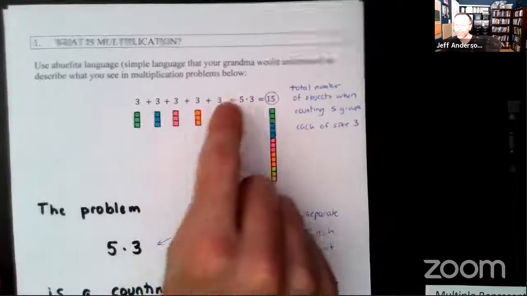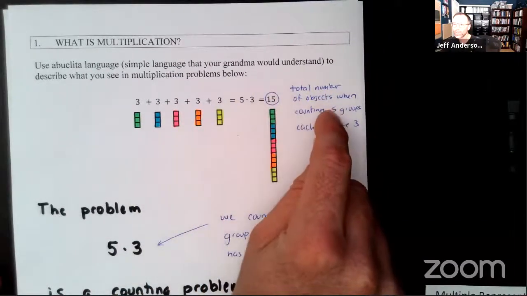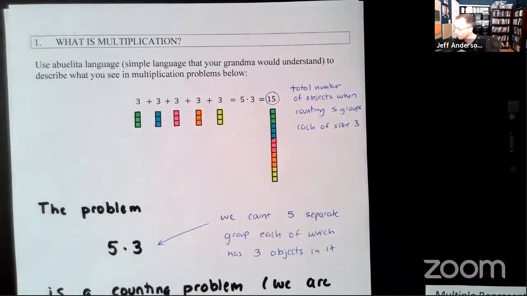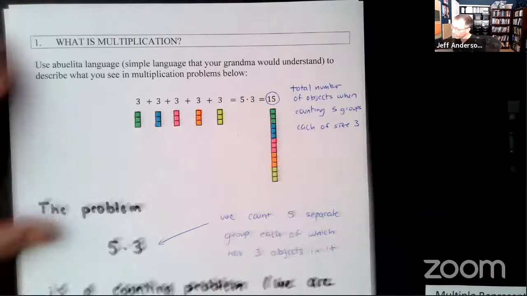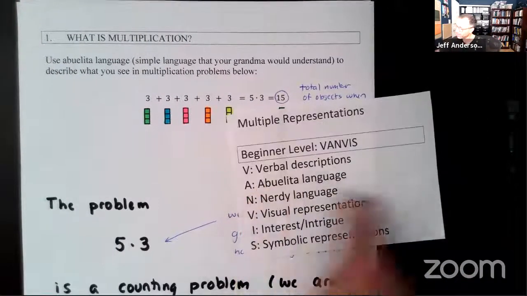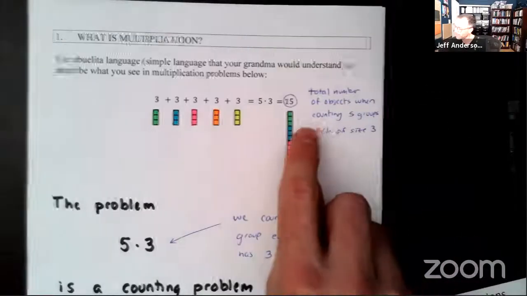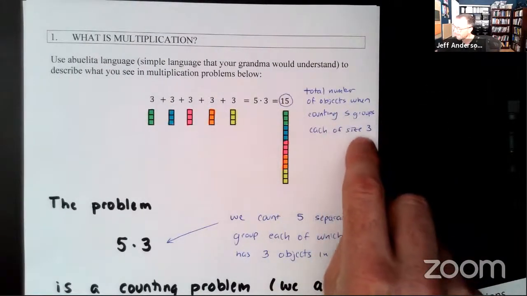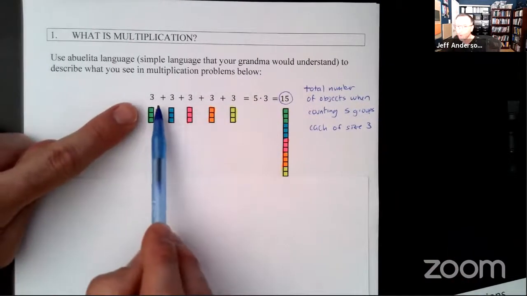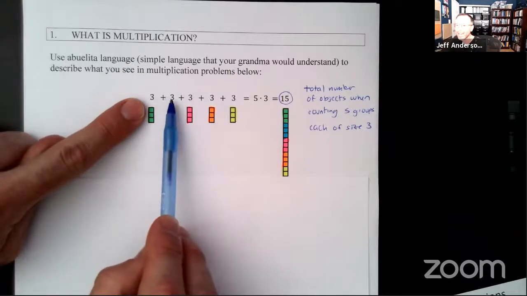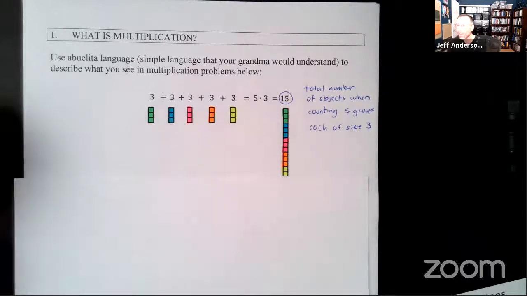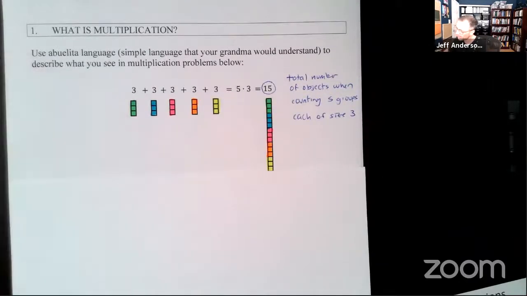In other words, multiplication counts a certain number of groups, each of which is the same size. But I would say that there's a further representation of multiplication. So we have multiplication as a counting problem. There's our abuelita description. We started to really develop the concept of number of groups and size of groups. But I would say something else here. Multiplication also counts the number of times we add a number to itself. So this is a second way to describe multiplication.